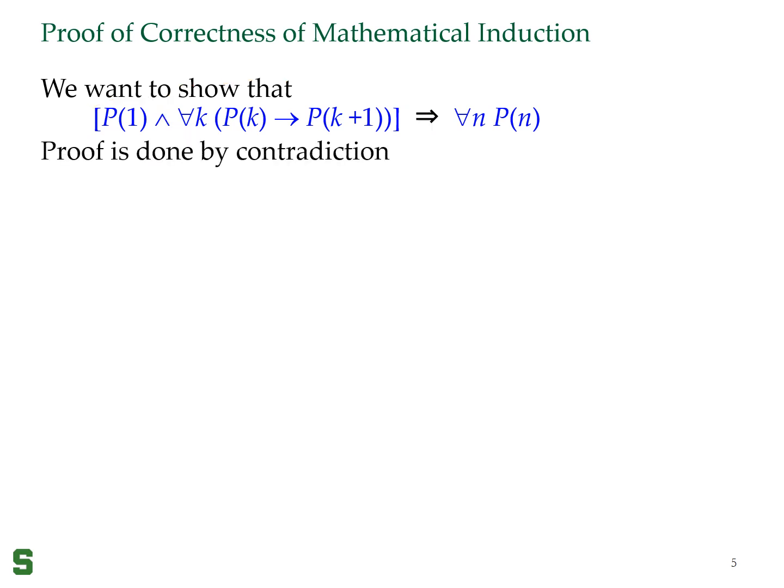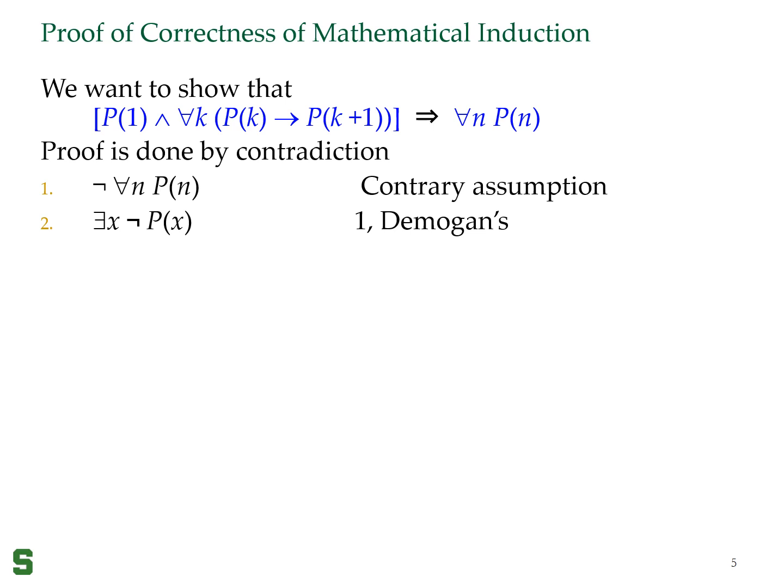So let's see how we can do this proof by contradiction. We first start with the contrary assumption, that is, not of for all n, p of n. Now we can use De Morgan's law to push the negation in. Then we have a negation of p of x for some x, so that means we can take existential instantiation to say that p of r is false for some r.